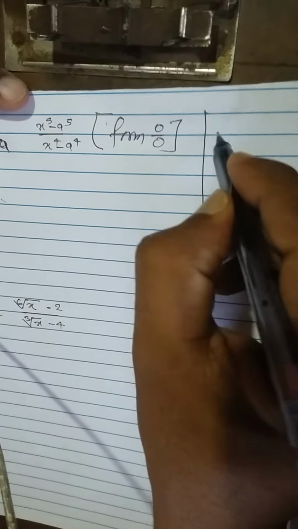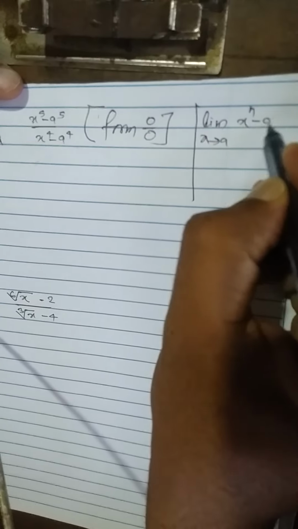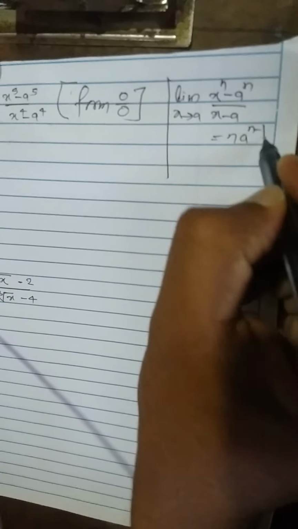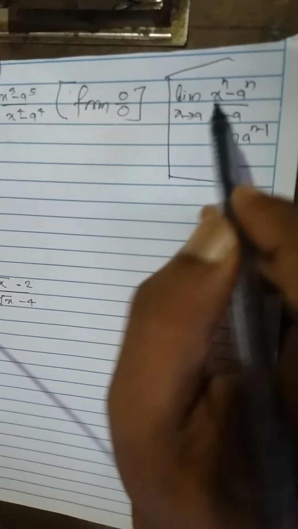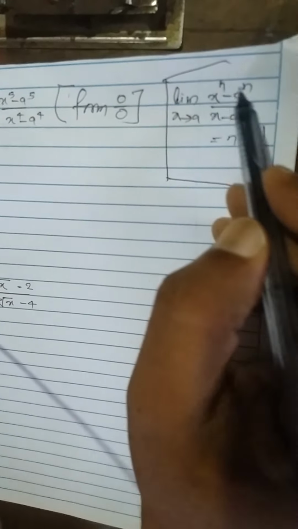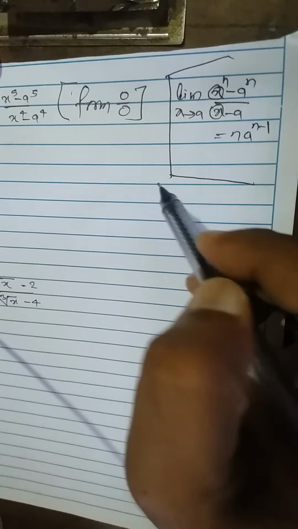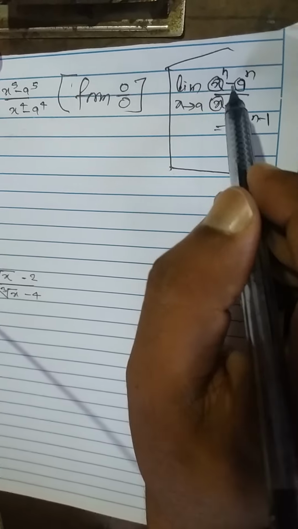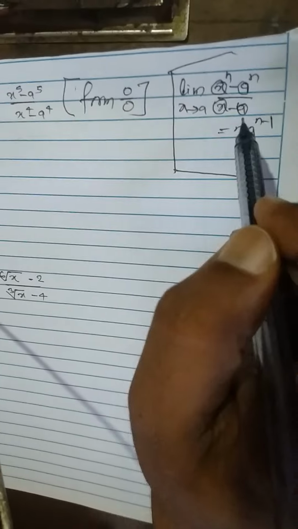The formula 1 is limit x approaches a, x to the power n minus a to the power n divided by x minus a equal to n a to the power n minus 1. This one is the formula. Let us think, how can we apply the formula? The formula can be applied only when three conditions are satisfied. The first condition is the power must be the same, here n, here also n. Second condition is if here x, then here also should be x. And third, here a, then here also should be a. If you are able to reduce the expression to this form, satisfying these three conditions, only then you can apply the formula.